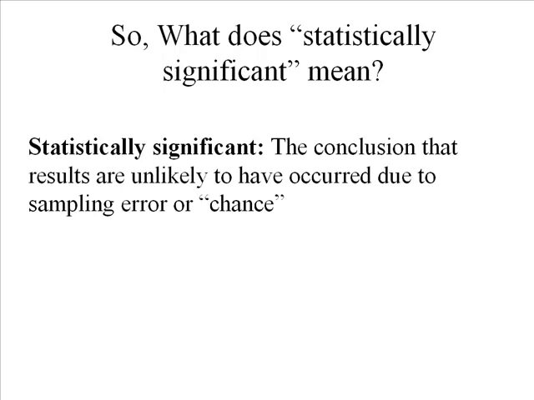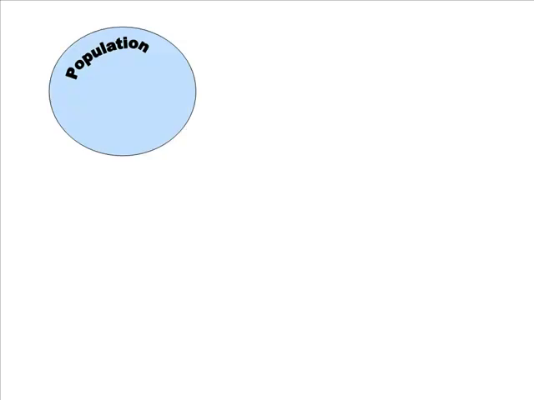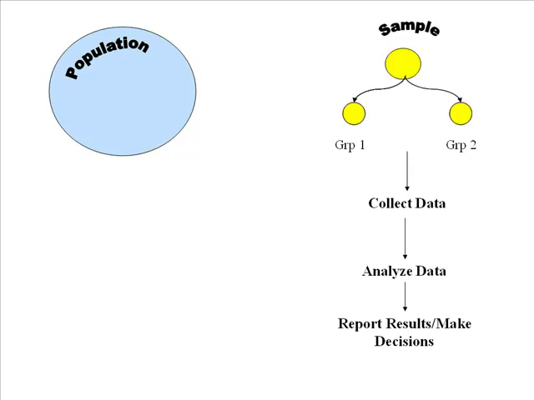To understand how statistically significant results, or statistical significance, fits within the larger research process, we must begin with a brief overview of a typical group comparison research study. We begin by identifying a population, and from that population selecting a sample. Once the sample is selected, it will be divided into two groups, after which data will be collected and analyzed, and then finally the results will be reported and decisions will be made.